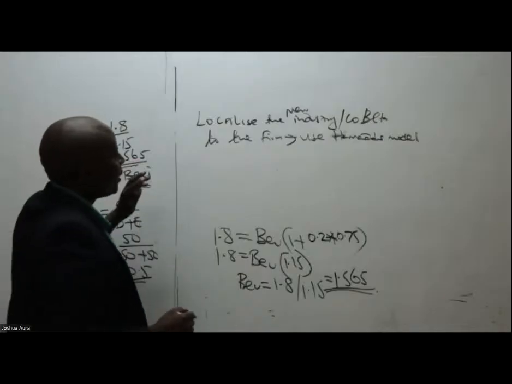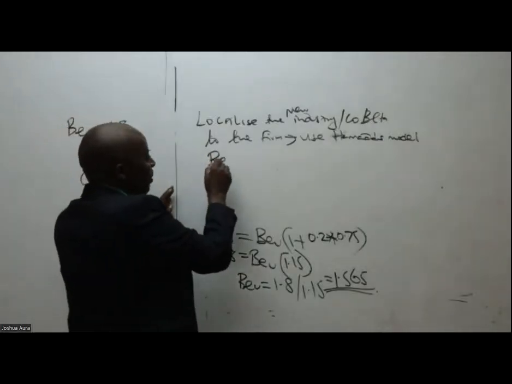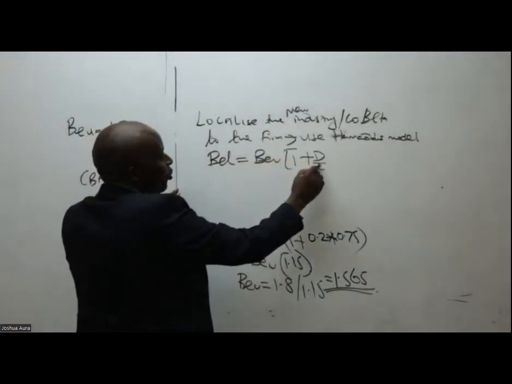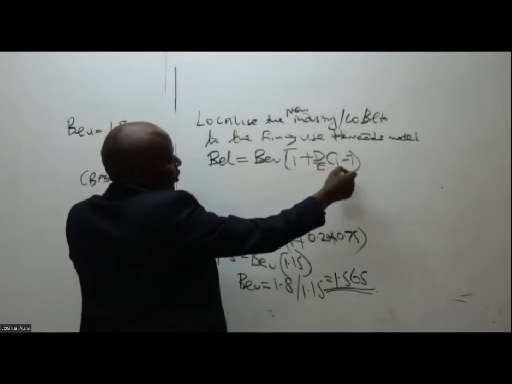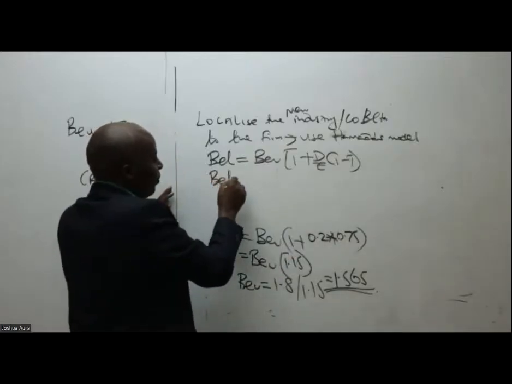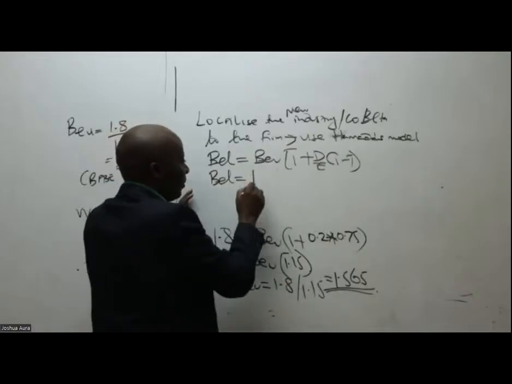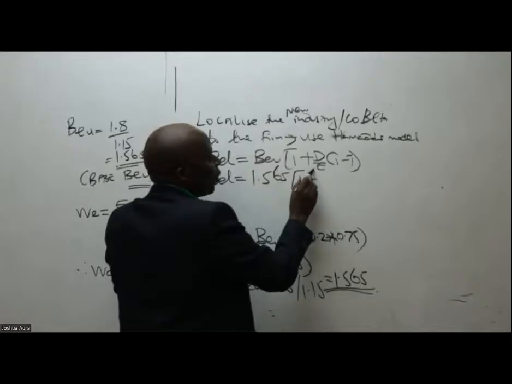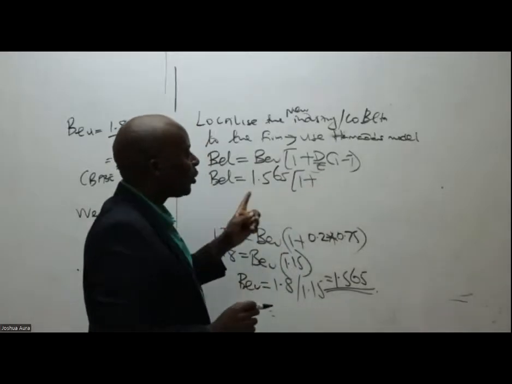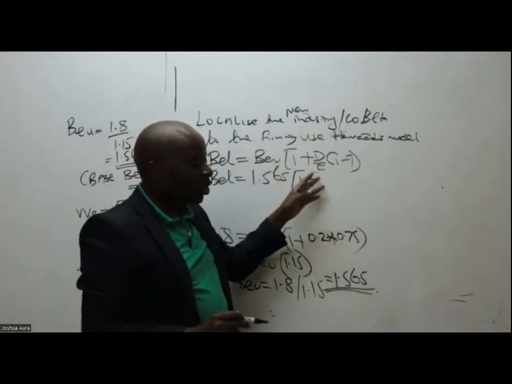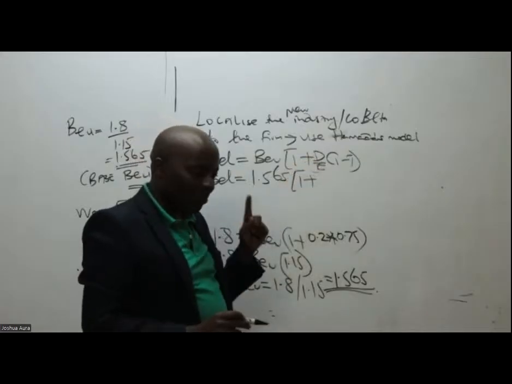So if that is the case, ladies and gentlemen, what do I have? Again, I'll go back there. BEL equals BEU into 1 plus debt over equity into 1 minus tax. So my BEL here will be equal to the BEU that you have just given me, 1.565, into 1 plus the debt to equity ratio of the company. I'm localizing this to the company, so I have to use the debt to equity ratio of the company.